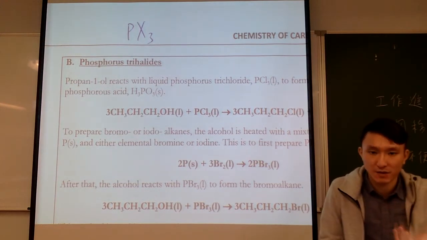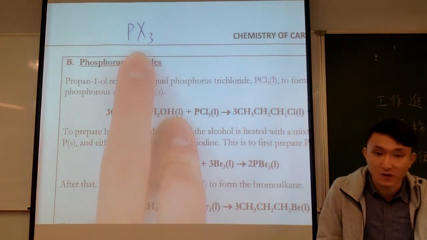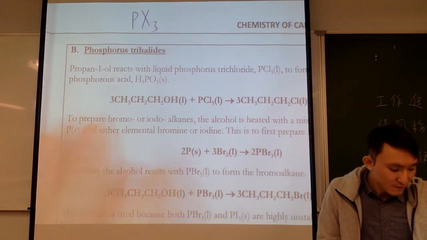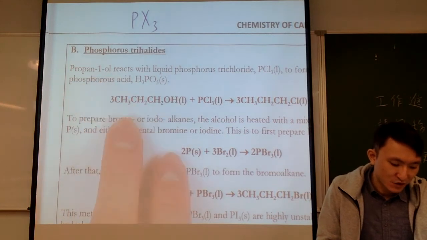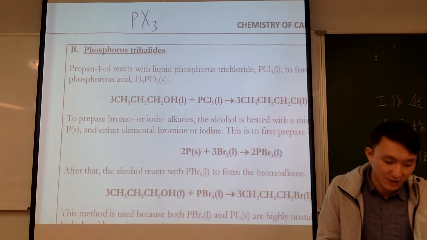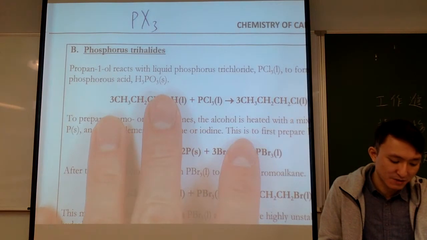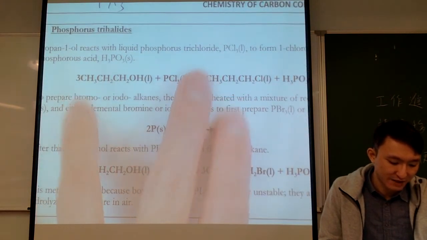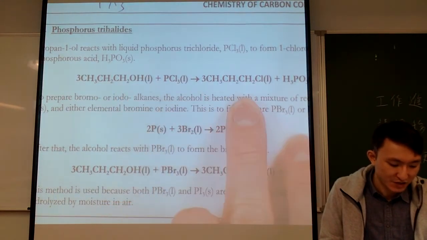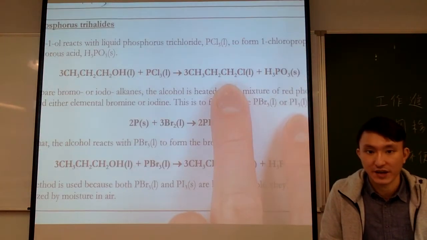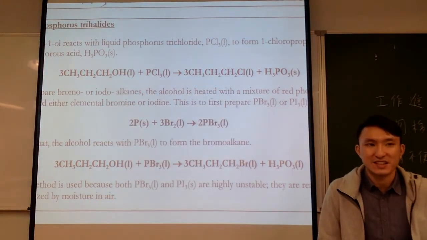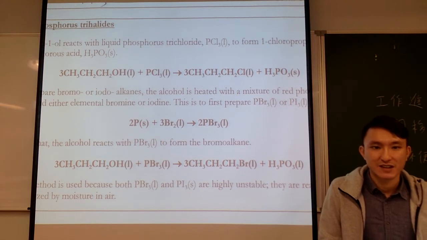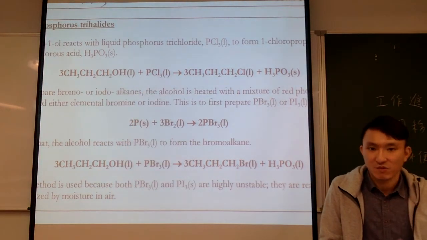Now this one is a molecular substance, with covalent bonds. P and X are covalently bonded, okay? So here, if you try to produce a chloroalkane, the method is simple. We can simply react with liquid phosphorus trichloride, and to accomplish the reaction, you don't even have to heat it. Okay, so it is always easier to make chloroalkane than bromoalkane and iodoalkane, right? So you just add it together and voila, it's done.